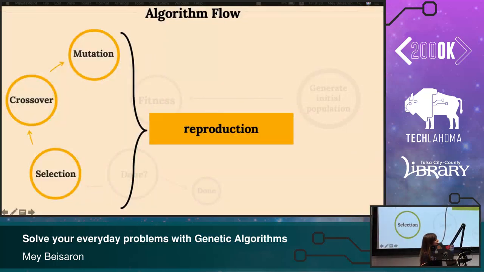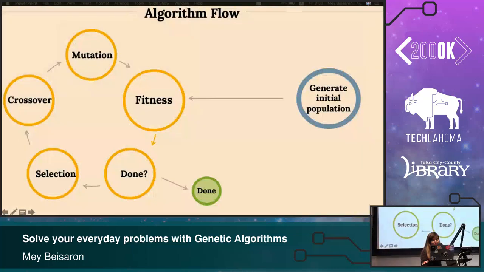Remember, we have the selection, then the crossover, a little bit of mutation, and then what you get is the next generation. Okay, the entire algorithm. Yay!